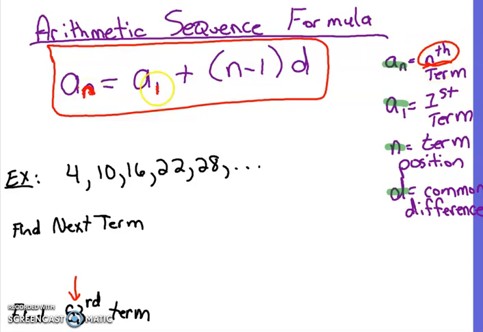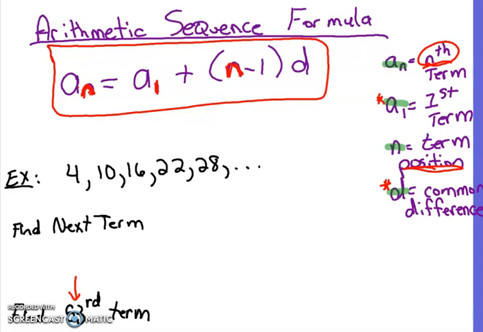Now a sub 1 right here is talking about the first term in the sequence. The n minus 1, the n is again referring to the term position. So whatever number I'm talking about, again, that's the n right there. So the 4th term or the 5th term or the 53rd term, that's what the n stands for. And then again, the d is the common difference in the sequence. So let's actually go about the pattern and let's find a couple things in it.